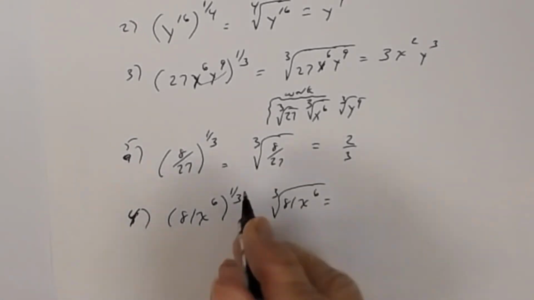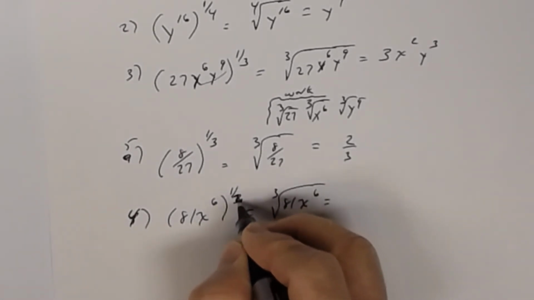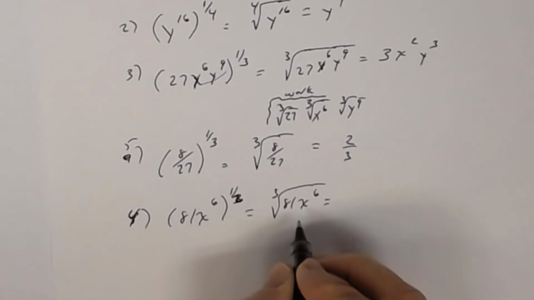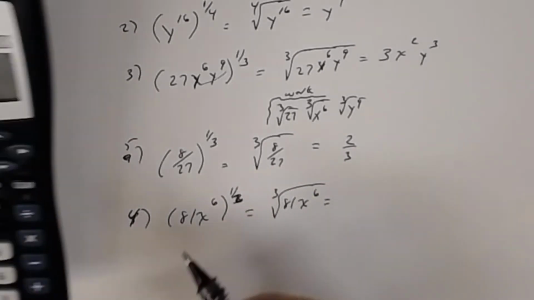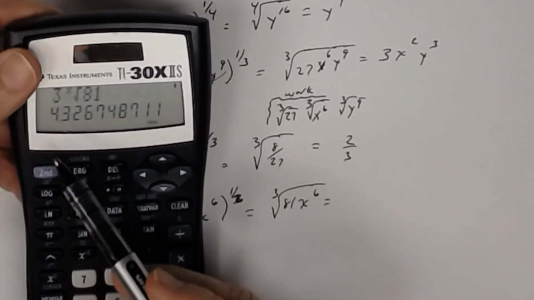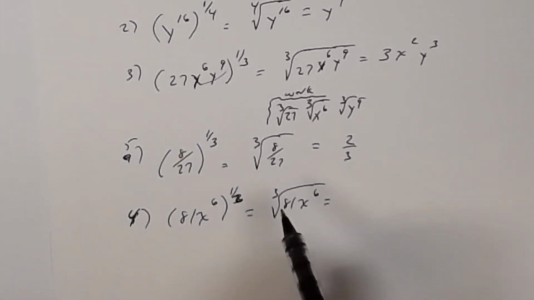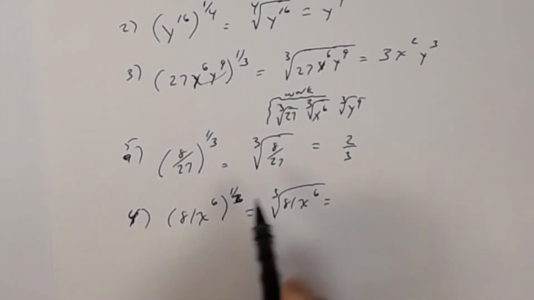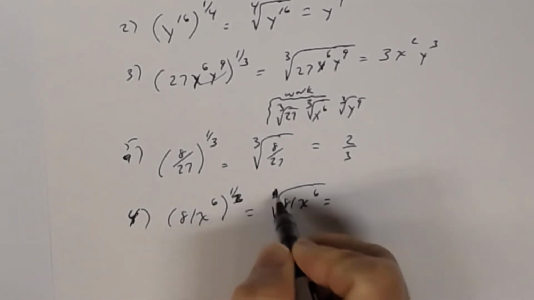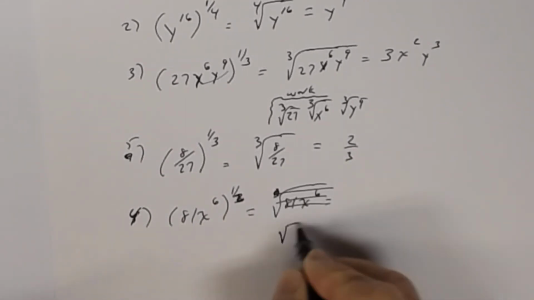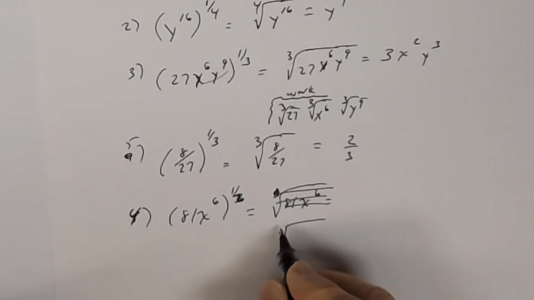Oops, I'm sorry, that's 1/2. I keep messing this up, don't I? 1/2. So the cube root of 81 is not a nice number. So notice the cube root of 81 is not a whole number. All right. So be careful. So that's 1/2. Excuse me. So it'll be the square root. So you just say square root. Don't put the 2 there. It's understood to be a square root. So leave the 2 off.